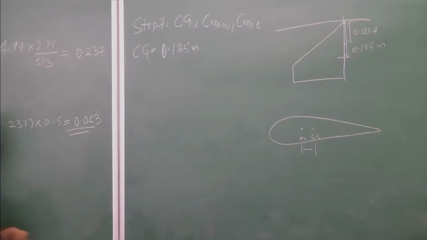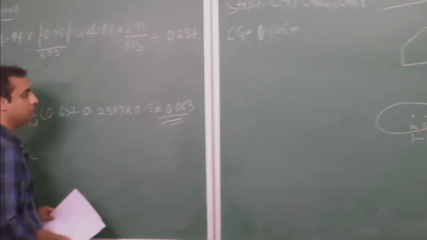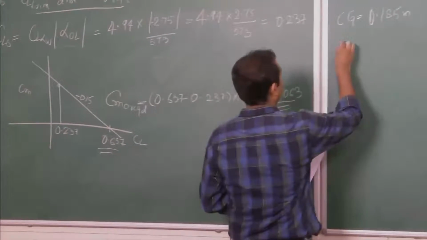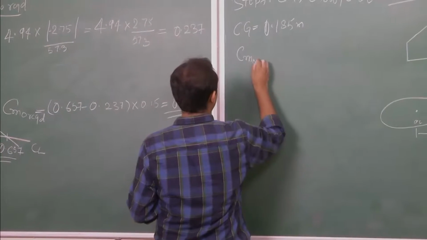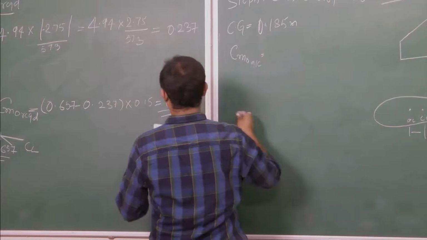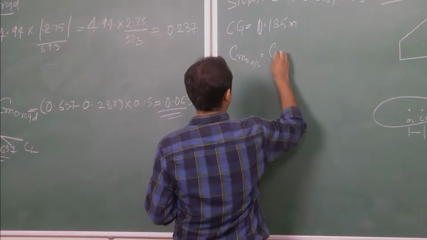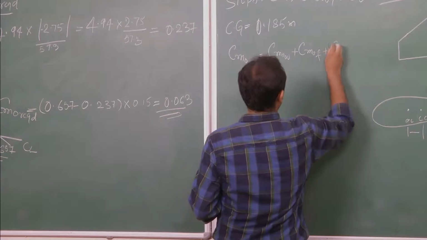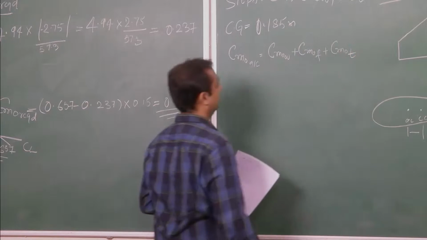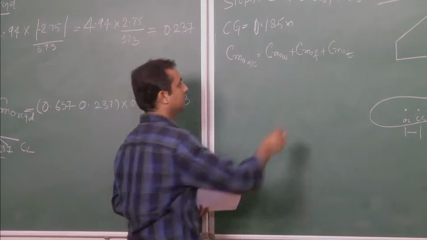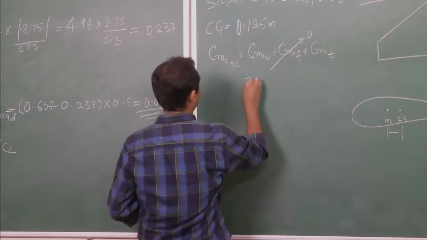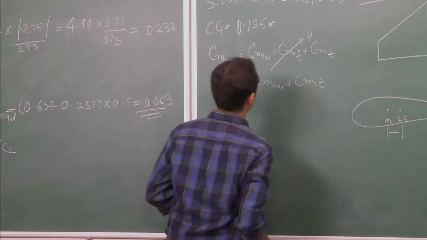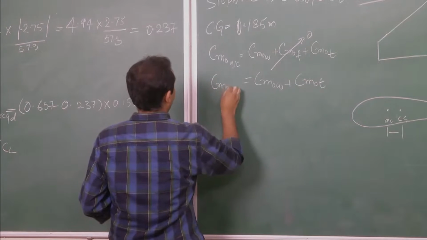I have selected 0.185 meters. We derived that this was a requirement in order to have a static margin of 15% at Cl trim equals 0.657. So Cm naught required for the aircraft was 0.063, which is a combination of Cm naught of wing plus Cm naught of fuselage plus Cm naught of tail. For simplicity, in our case, we will neglect the fuselage value. So this will be the combination of Cm naught of wing plus Cm naught of tail equals Cm naught of aircraft.